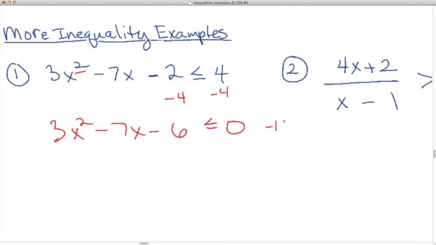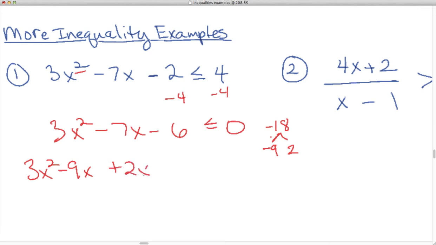What are the factors of negative 18 that add up to a negative 7? It'd be a negative 9 and a positive 2. And you break out the middle term into those two terms. If this is not familiar, go back and watch the factoring by grouping video.